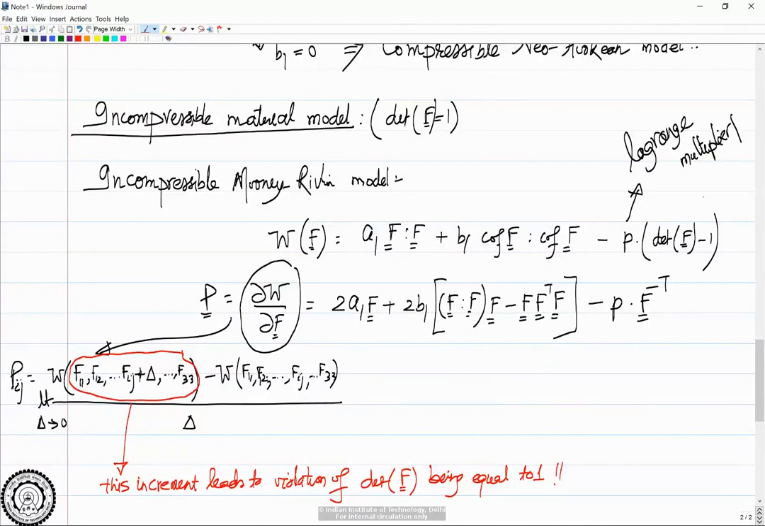And by augmenting this energy with this term, we are not adding any energy, because you see det F has to be equal to 1. So we are not adding any energy. But obviously in the expression of P, you get this extra term. This is an extra term.